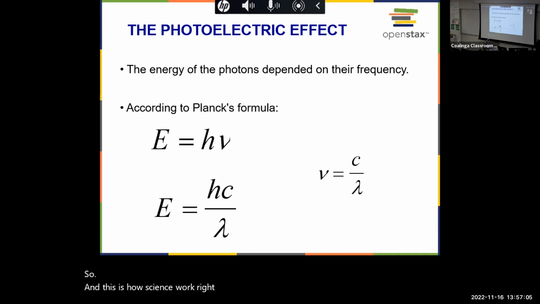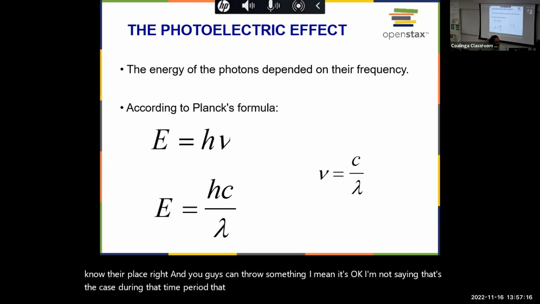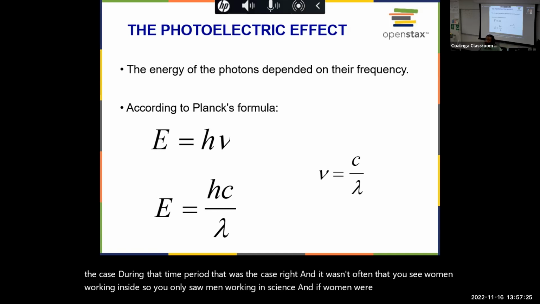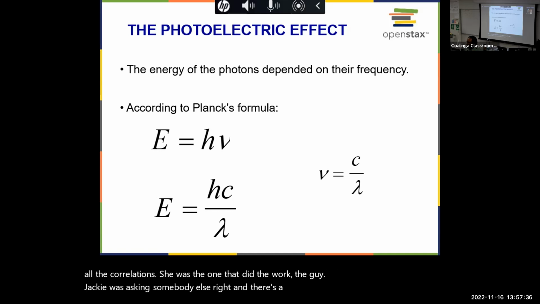She's a woman. Women didn't know anything. They didn't even know their place, right? I'm not saying that's the case. During that time period, that was the case, right? And it wasn't often when we saw men working in science. And if women were working in science, because she was a technician, right? She had done all of the work. She had done all the calculations. She was the one that did the work. The guy who wasn't doing jack was out for somebody else, right? And there's a whole nice trashy novel on it too.